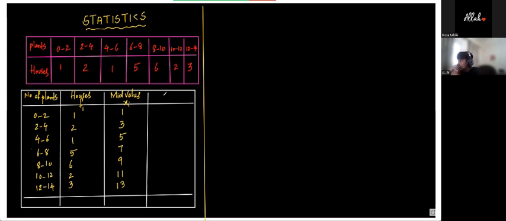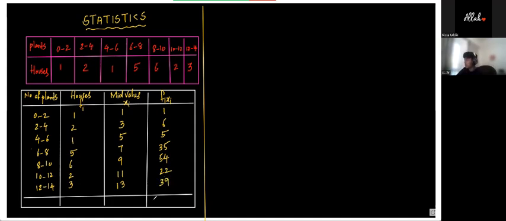Then here, this is very important: the product of Fi and Xi, the multiplication of these. 1 times 1 is 1. 2 times 3 is 6. 1 times 5 is 5. 5 times 7 is 35. 6 times 9 is 54. Then 2 times 11 is 22. 3 times 13 is 39.